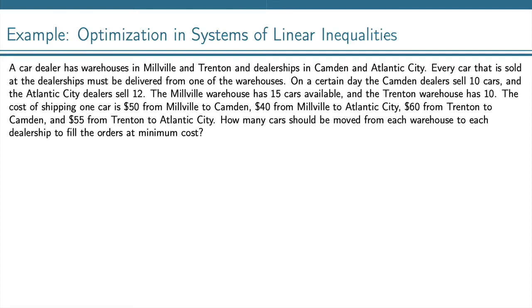A car dealer has warehouses in Millville and Trenton and dealerships in Camden and Atlantic City. Every car that is sold at the dealerships must be delivered from one of the warehouses. On a certain day, the Camden dealers sell 10 cars and the Atlantic City dealers sell 12. The Millville warehouse has 15 cars available and the Trenton warehouse has 10.